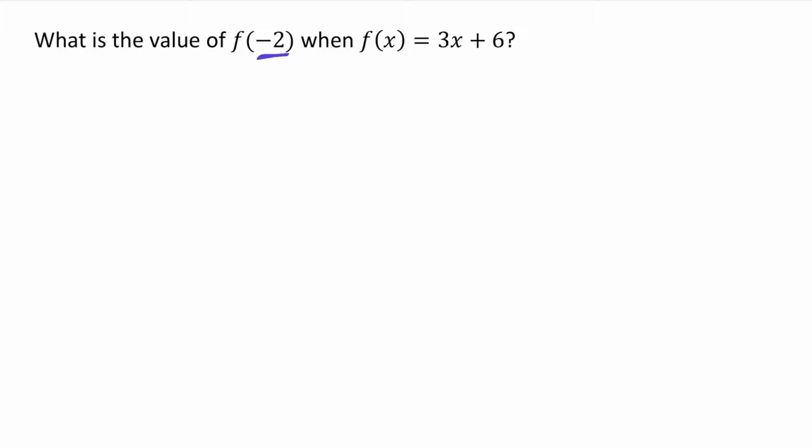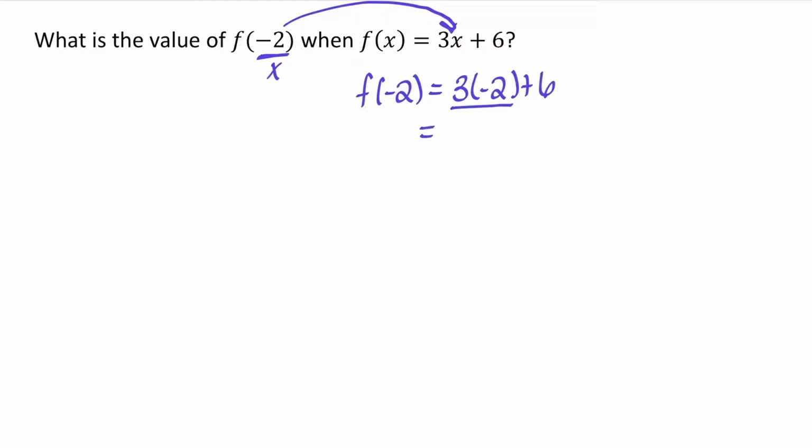We take this value, which is x, and we're going to plug this into our equation everywhere we see x. So f of negative 2 is going to be 3 times negative 2 plus 6. So when I simplify this, I get 3 times negative 2, which is negative 6, and then I have plus 6. Negative 6 plus 6 is 0, so I have f of negative 2 equals 0.